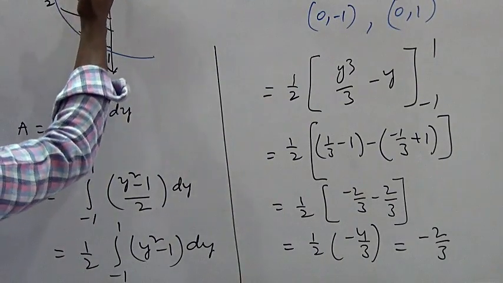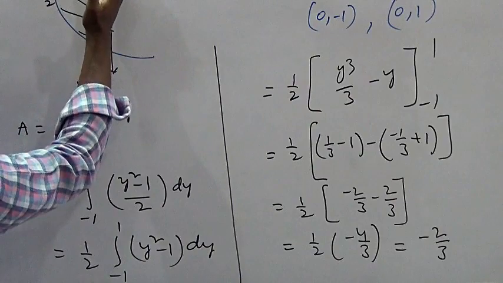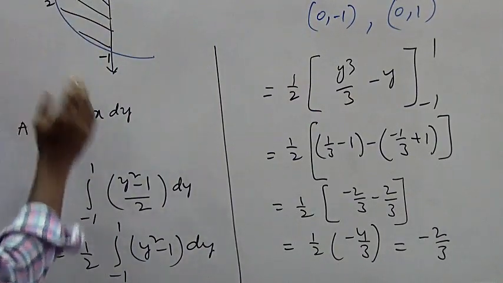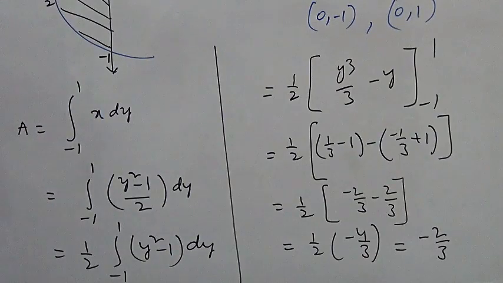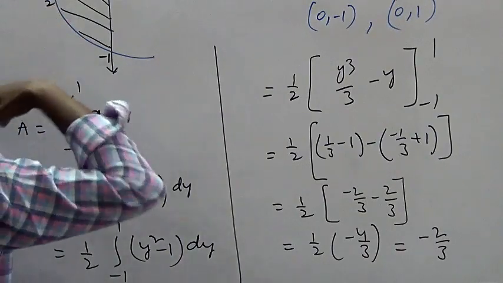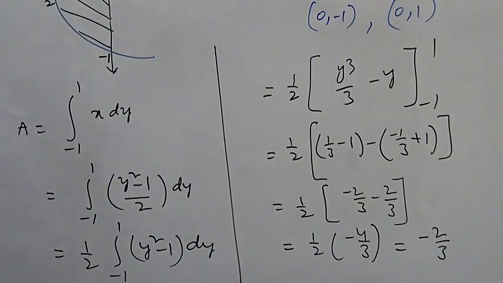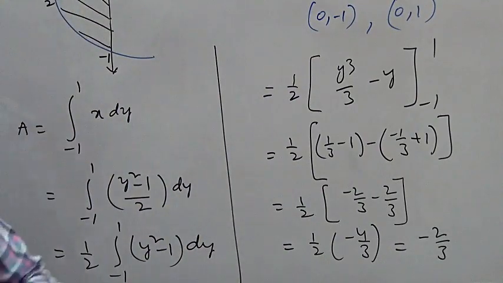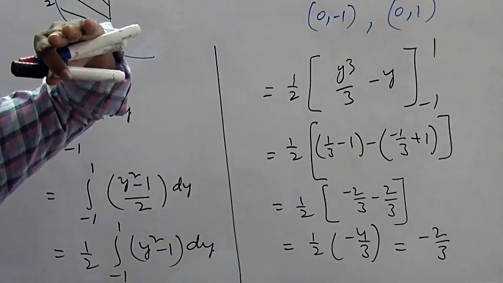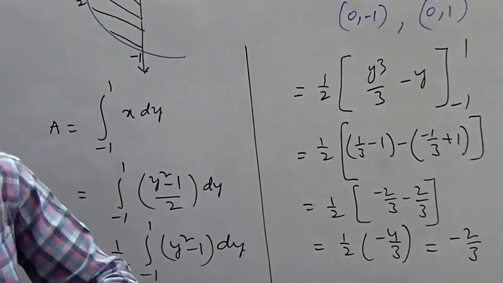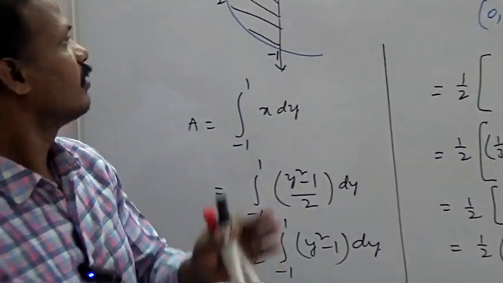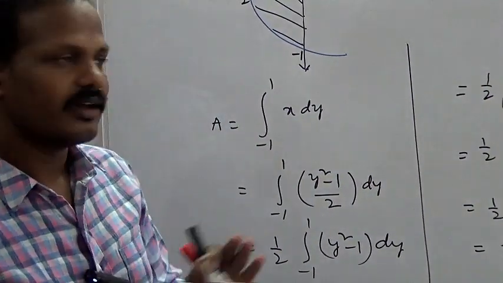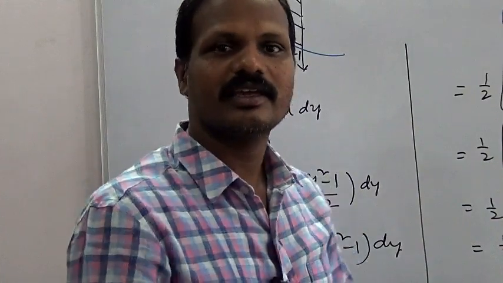Because see, this curve is with respect to the y-axis. This is the left side of the y-axis. That's why you have to use minus x dy. If the graph is on the right side of the y-axis, then you have to use x dy. But for the left side, if above the x-axis, y dx; below the x-axis, minus y dx. Left of the y-axis, minus x dy; right of the y-axis, x dy.